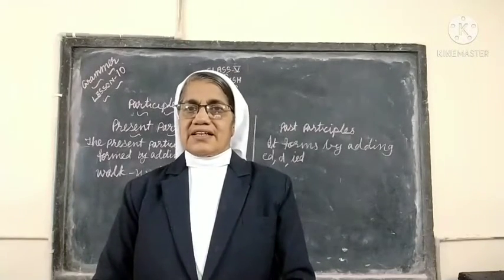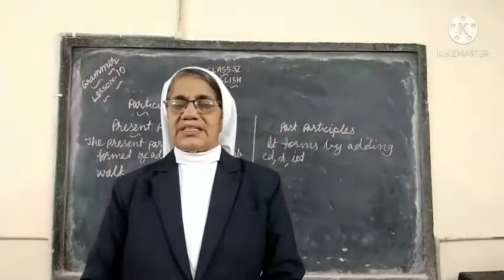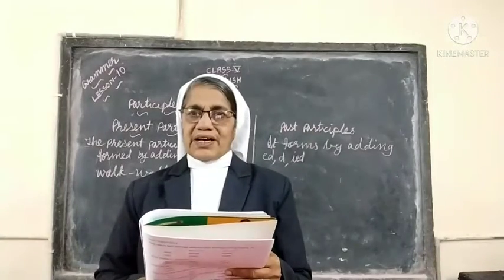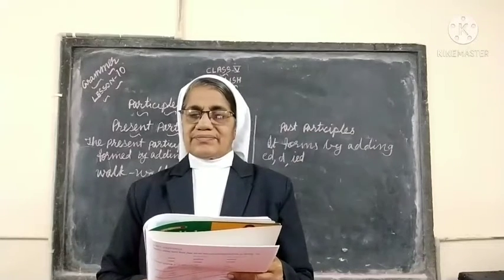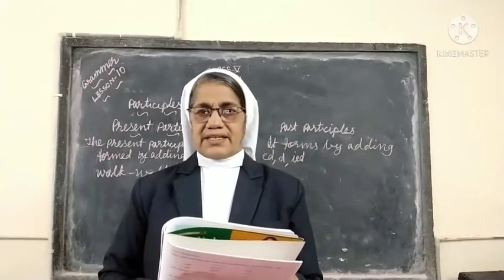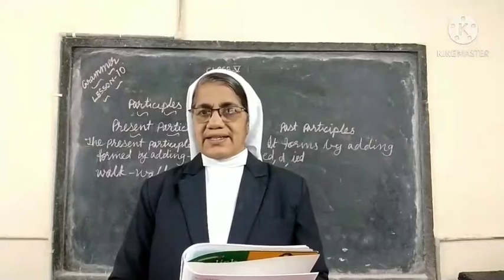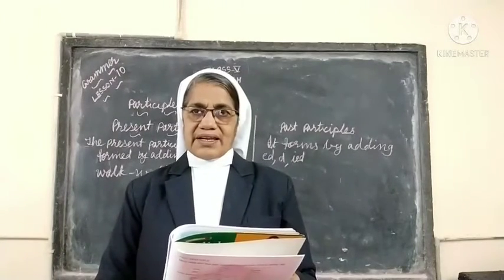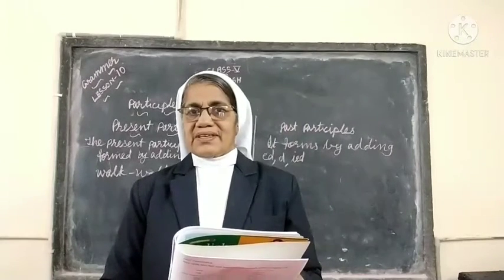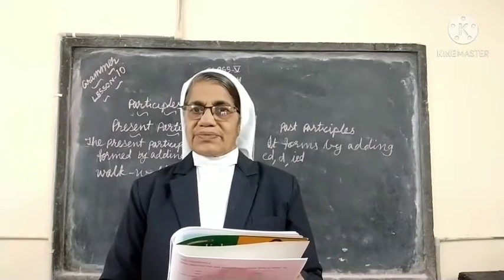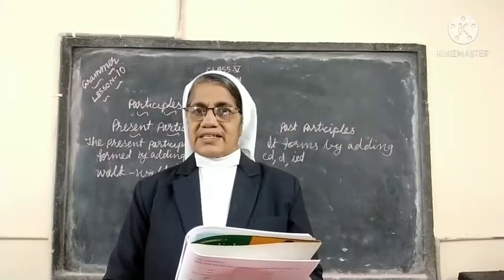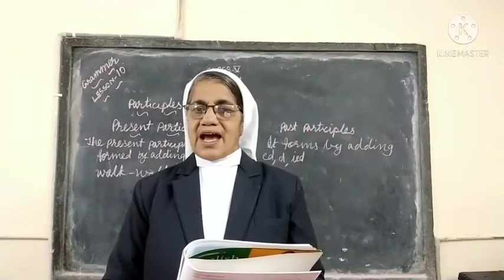What's the spelling of write? W-R-I-T-E. So, the word is ending in E. If the word is ending in E, we drop the ending letter E and add ing. Write, writing. W-R-I-T-I-N-G. So the last letter E, we drop that last letter and add ing to make the present participle.